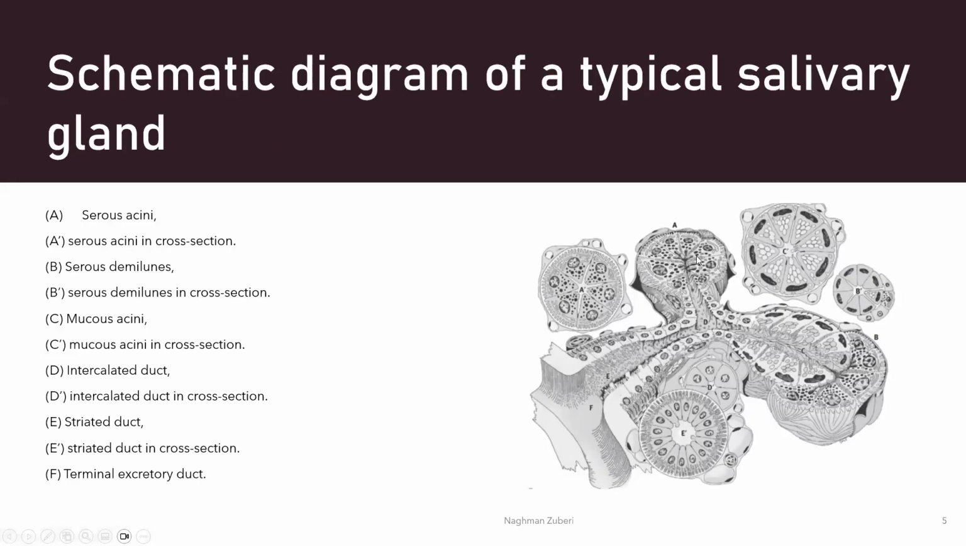If we look at the schematic diagram, this is the typical salivary gland. There is a serous acinus or acini, then the serous acini in cross-section can be seen, then the serous demilunes in cross-section, mucous acinus, then mucous acinus in cross-section, then there are intercalated ducts, then intercalated ducts in cross-section, striated ducts in cross-section, and finally the terminal excretory ducts.